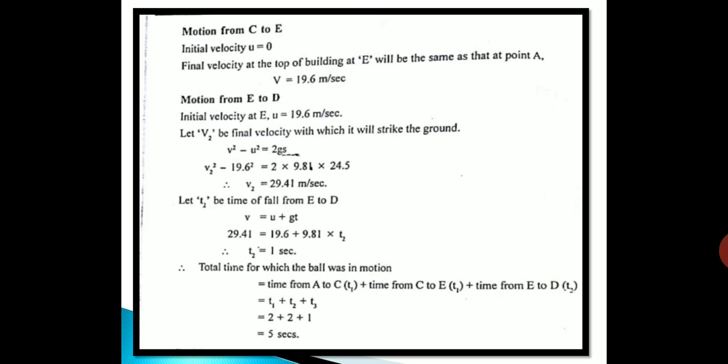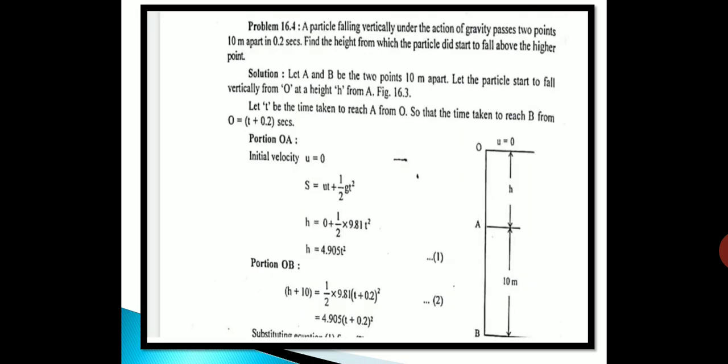So in this example, what all have we found? Firstly, we found the time required for the ball to reach from point A to C, which is the maximum height covered by the ball. Second, we found the maximum height covered by the ball with respect to the top of the building as well as with respect to the ground. Next, we found the velocity of the ball with which it strikes the ground, and last we found the total time for which the ball is in motion. Hope you have understood this example. Let's move on to the next example.